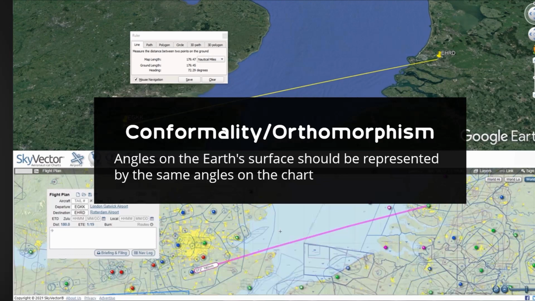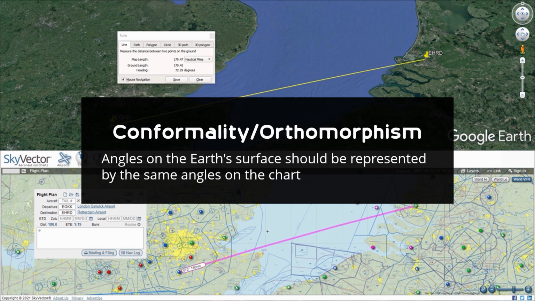Section 4. Conformality. In Section 2, Properties of Ideal Chart, we have established that the angle on the Earth's surface should be represented by the same angle on the chart. It's crucial for navigation. This property is known as conformality or sometimes referred to as automorphism. To achieve conformality, two fundamental conditions must be met. The conditions are as follows.